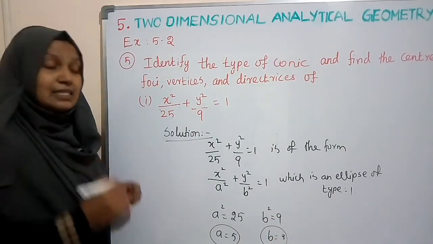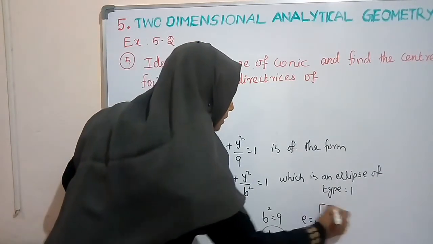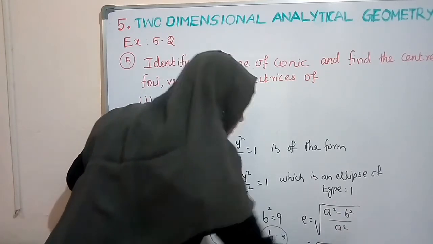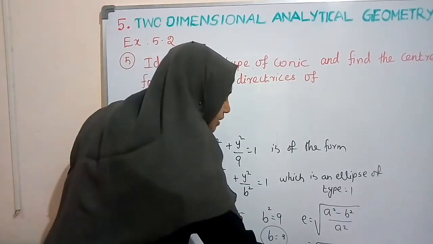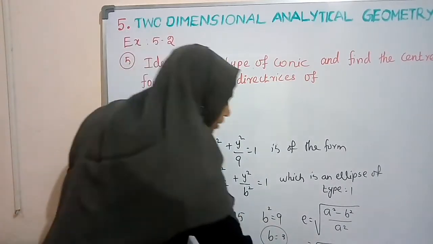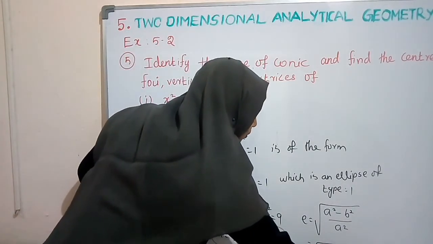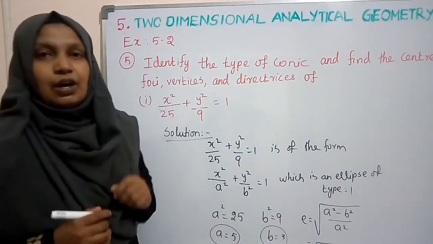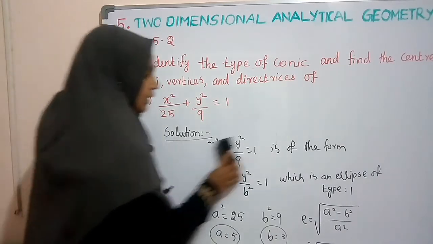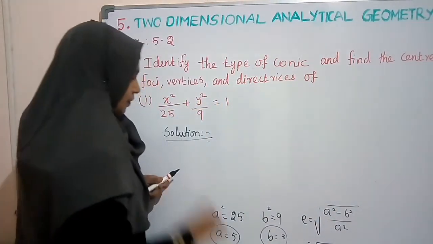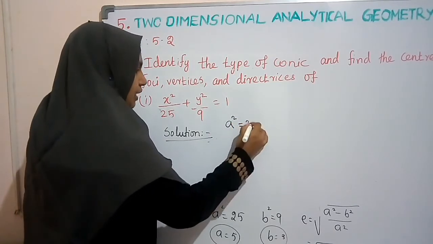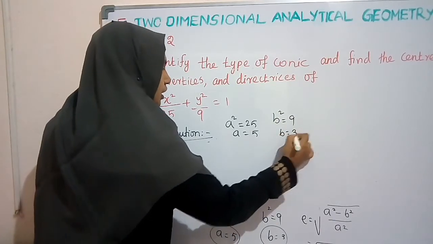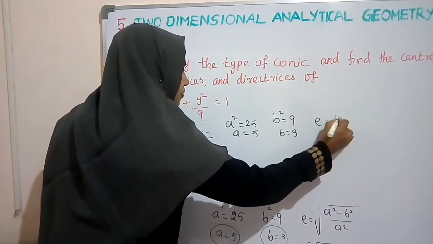Using this you can find the eccentricity. Eccentricity e is equal to square root of a square minus b square by a square. What is a square? 25 minus 9, 16, by a square is again 25. So which is equal to 4 by 5, since the square root of 16 is 4 and the square root of 25 is 5. So we got the e value also. Once again I am writing here: a square is 25 and a is 5, b square is 9, b is 3 and the e value is 4 by 5.